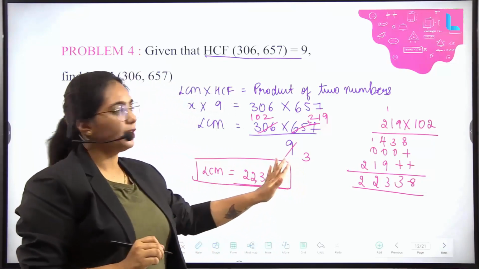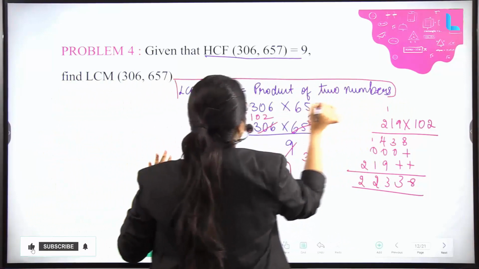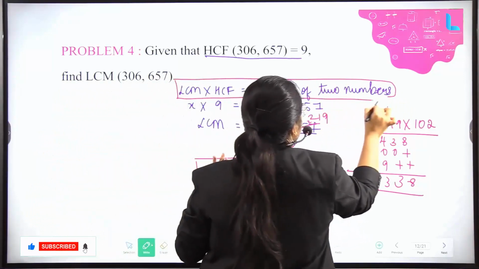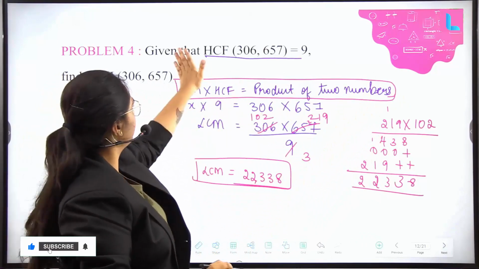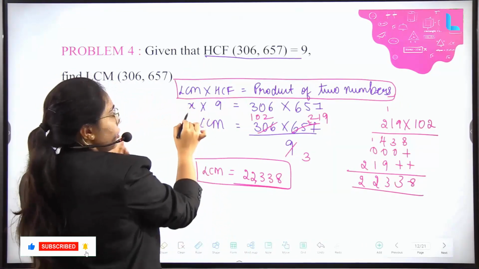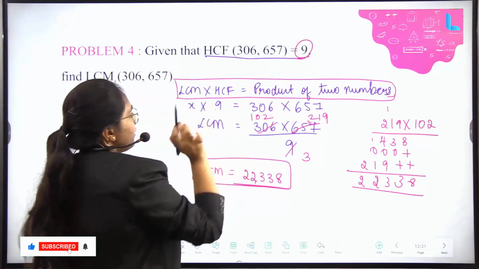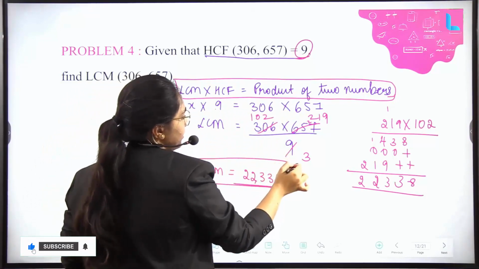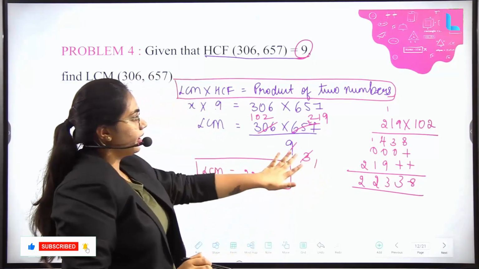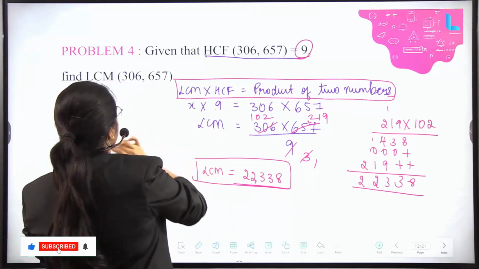This is the LCM between the two numbers. Using this as the basis, you have to mention this also: LCM into HCF is equal to the product of two numbers. Using this we just simplified. LCM we don't know, so we have taken it as X. HCF they've already given in the question, so we have substituted that. Product of two numbers and LCM, we simplified this. After we simplified we got 22,338. This was problem 4.